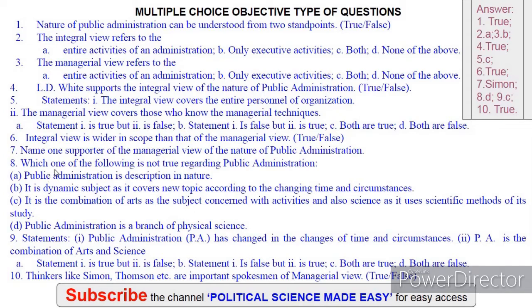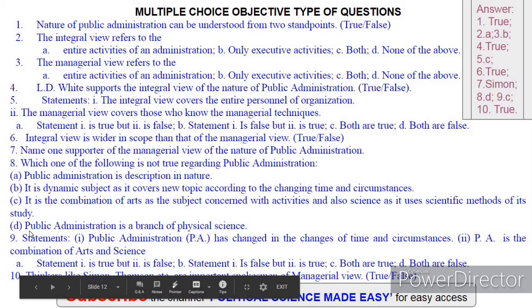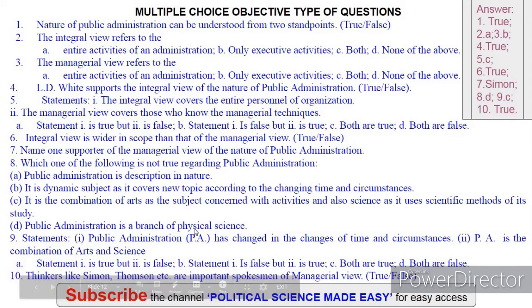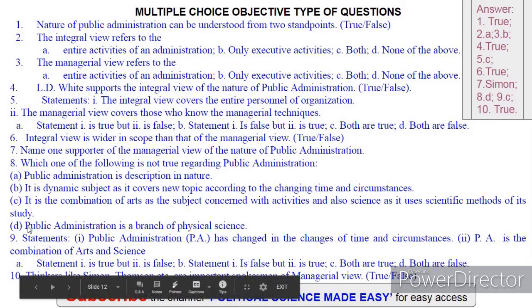Number eight, which one of the following is not true regarding public administration? Public administration is descriptive in nature. Yes, it is descriptive. It is a dynamic subject. Yes, it is dynamic. It is the combination of arts and science. Yes, it is also correct. Then option D says public administration is a branch of physical science. No, it is not a branch of physical science, because in physical science there is the discussion of physics, chemistry, all these things. It is a branch of social science. So statement D is incorrect, and the correct answer will be D.